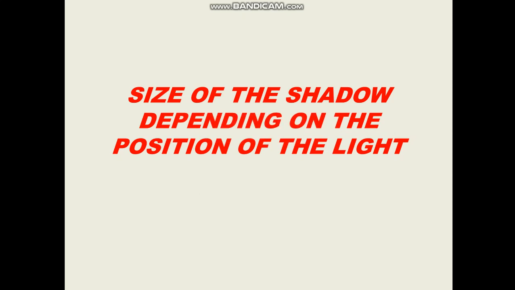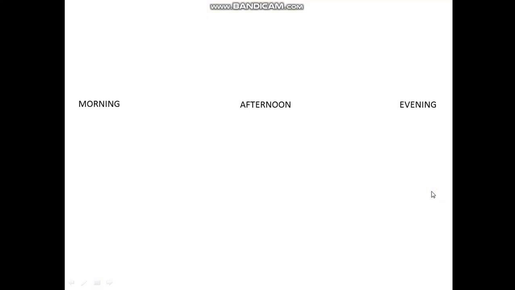Today we are going to continue our chapter number 10, Shadow and Eclipses, and the topic which we will see today is the size of the shadow depending on the position of the light. Means how the position of the light affects the shadow. So here there are three situations of the morning, afternoon and evening, and we will see how the position of the sun affects the shadow.